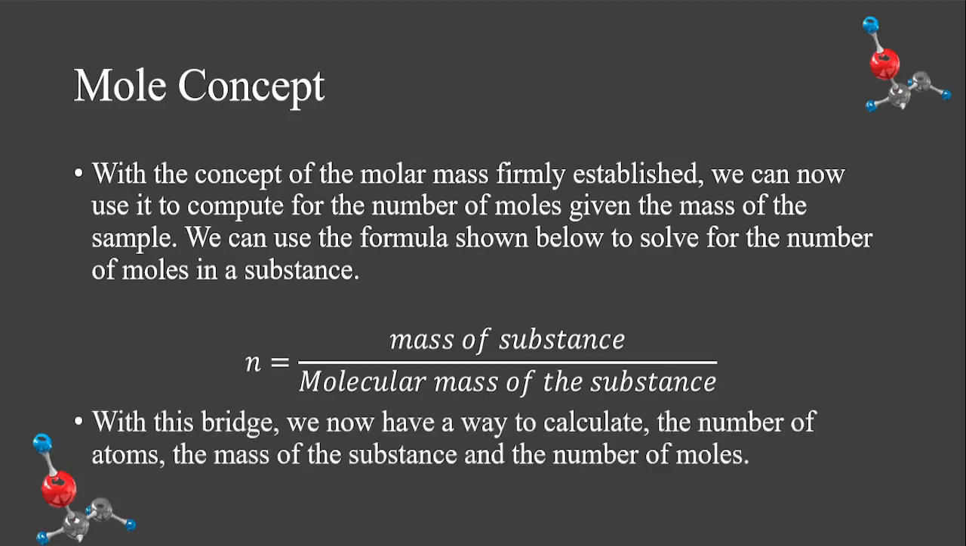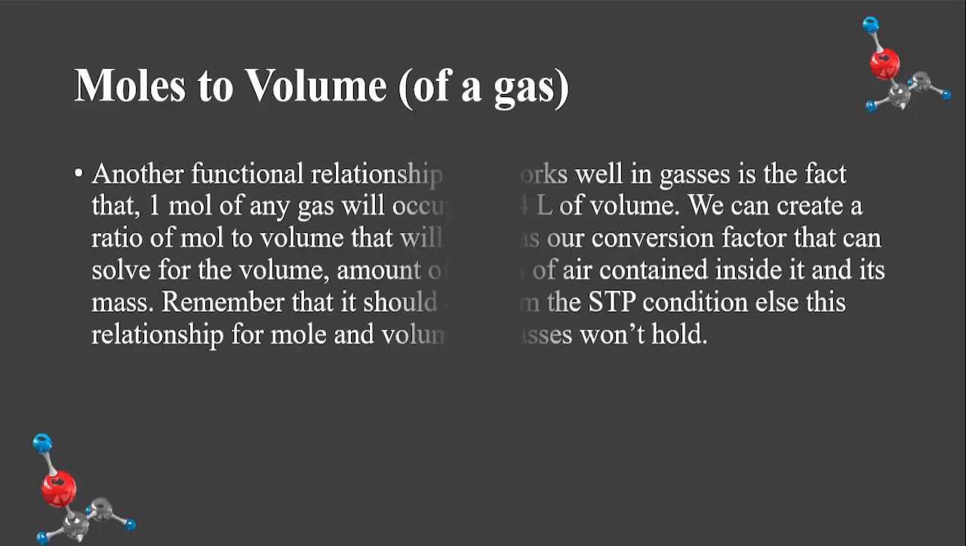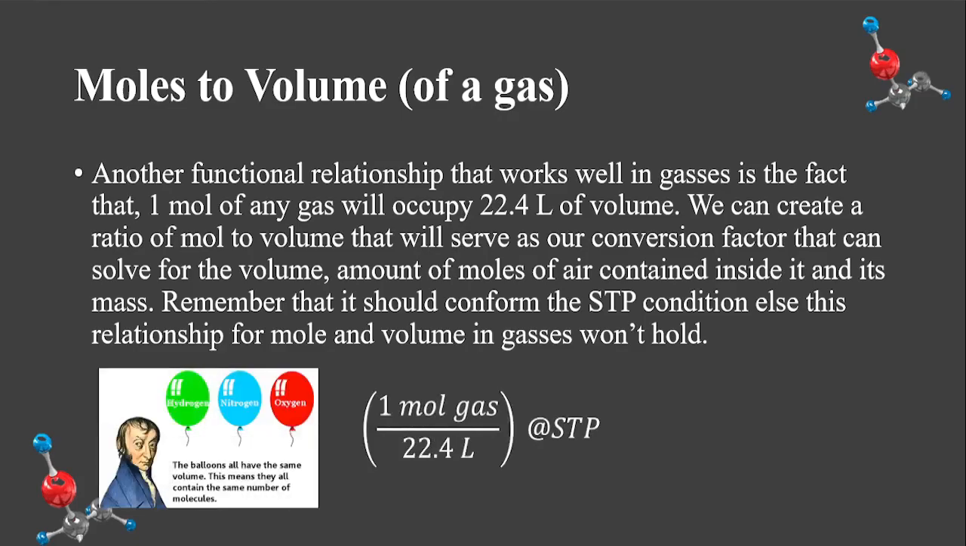With this bridge, we now have a way to calculate the number of atoms, the mass of the substance, and the number of moles. Another functional relationship that works well in gases is the fact that 1 mole of any gas will occupy 22.4 liters of volume. We can create a ratio of mole to volume that will serve as our conversion factor that can solve for the volume, amount of moles of air contained inside it, and its mass. Remember that it should conform to the STP condition, else this relationship for mole and volume in gases won't hold.